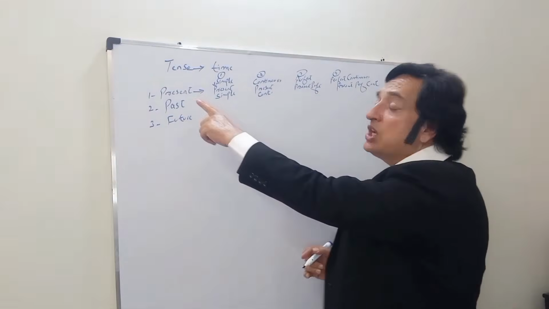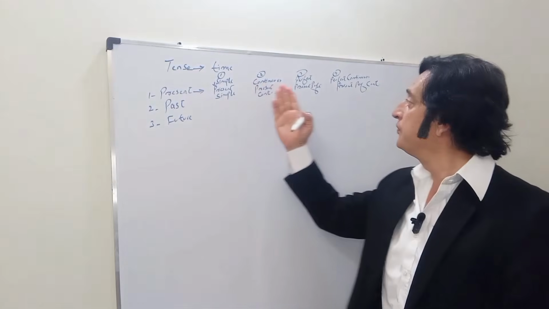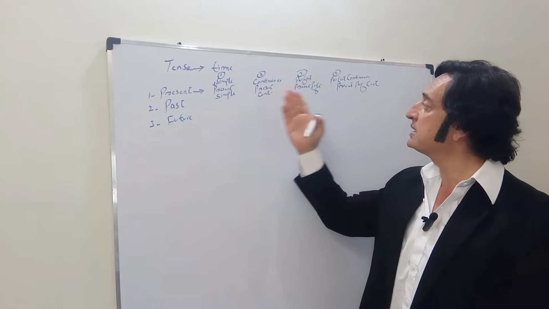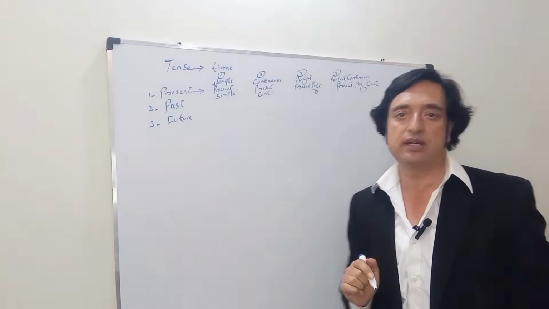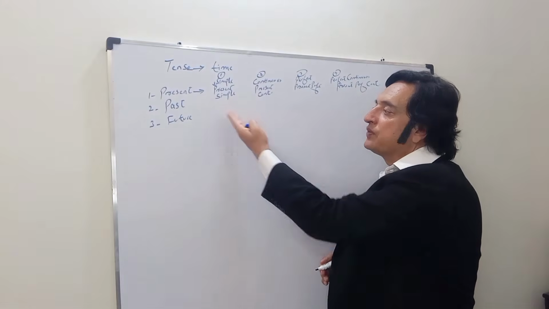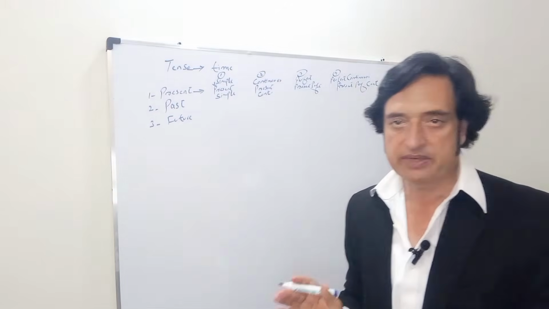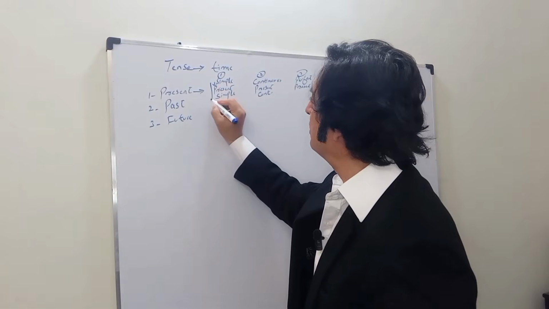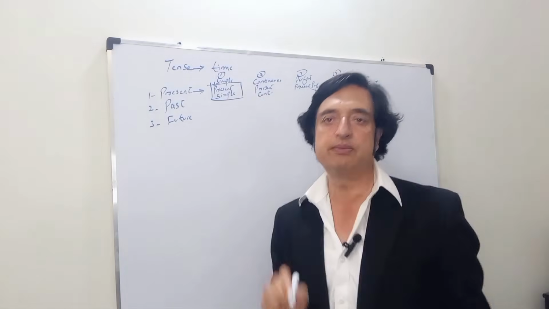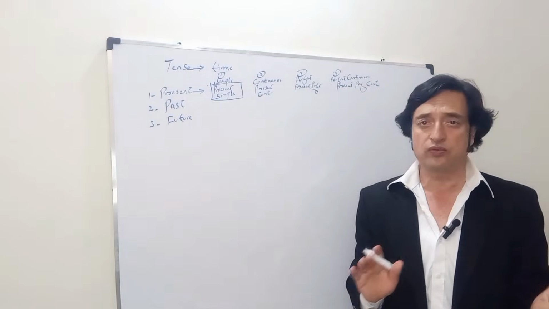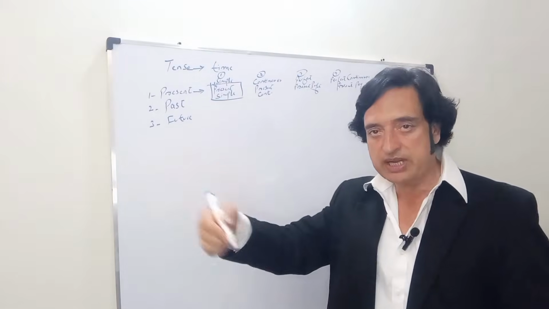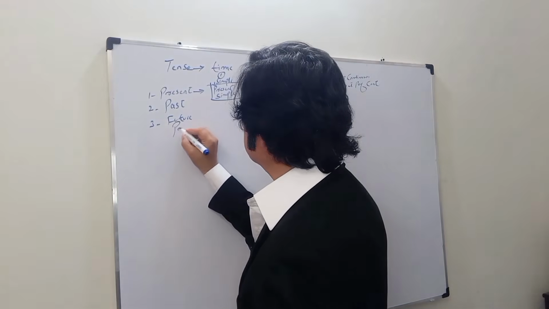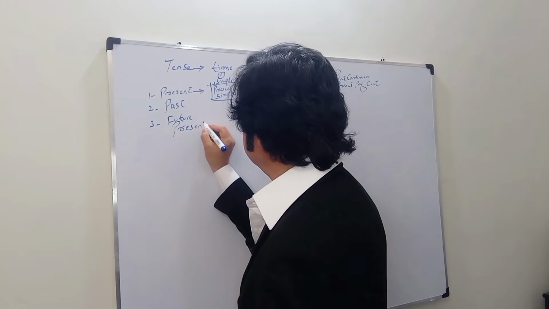So in each time, we have four aspects. So four tenses we have in each, and likewise 4 plus 4 plus 4, we have a total of 12 tenses. Today we are focusing on the first one, which is the present simple tense. And it is very easy, you don't worry. We'll go step by step, until you understand.